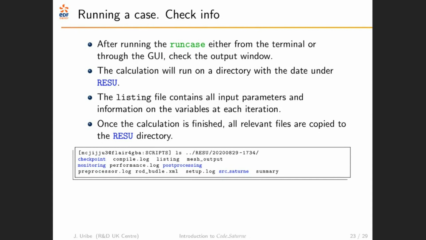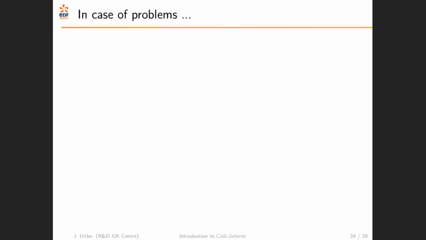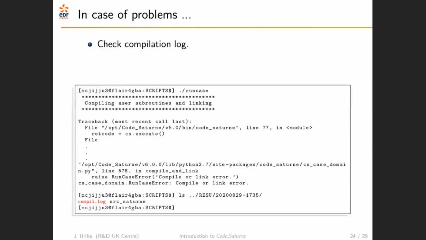Your setup log will contain a lot of information about your case before it starts to run. So it will tell you things like what type of gradient calculation you've chosen for each variable and how many variables you have, etc. So you'll get also things like your post-processing results to see the ParaView files, etc.